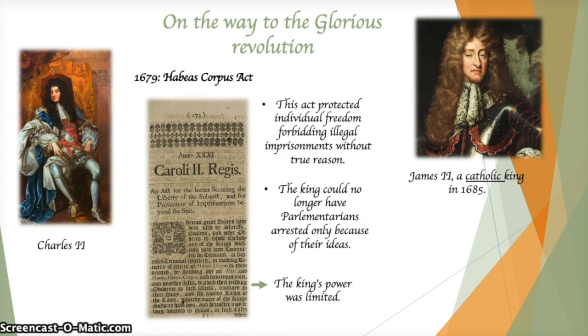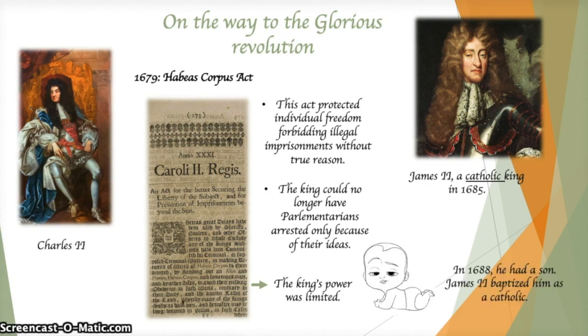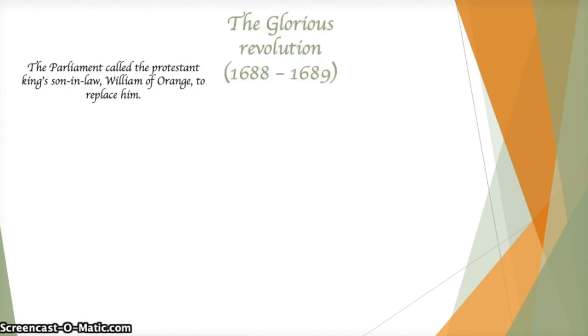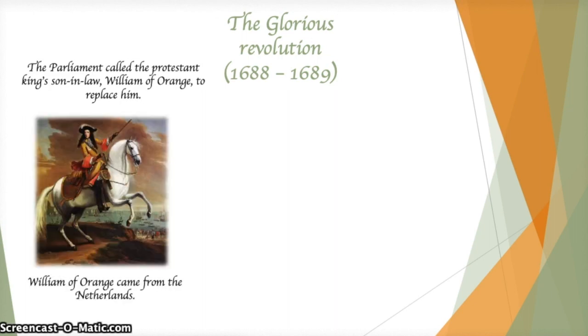From the beginning of his reign, his relations with the Parliament were bad because he was Catholic. In 1688, the king had a son and he baptized him as a Catholic. It was too much for the Parliament, who called the Protestant king's son-in-law, William of Orange, to replace him. This event is called the Glorious Revolution. William of Orange came from the Netherlands to England and James II ran away to France.